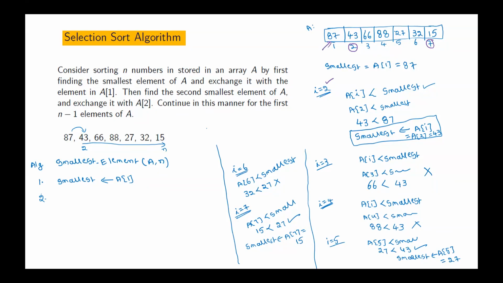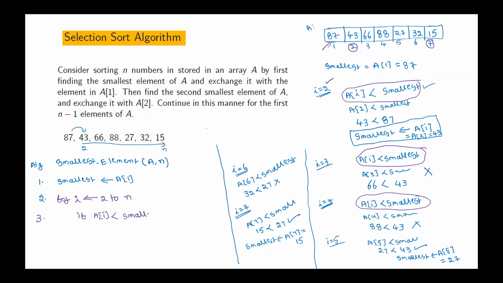Now, can you tell me a simple algorithm to find this? Whatever procedure we discussed, based on this, what is the algorithm? I value varies from 2 to 7. In general, it varies from 2 to n. So what is the condition that we are checking every time? Whether A of I is less than smallest or not. If this condition is true, then what are we doing? Smallest equals A of I.